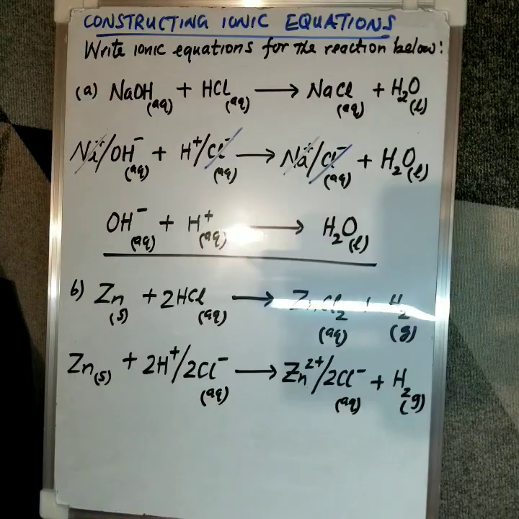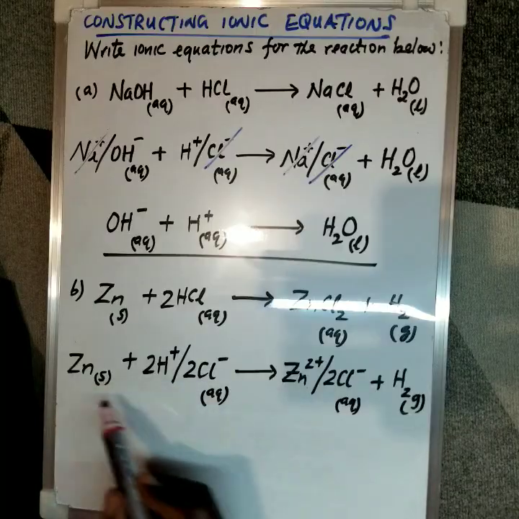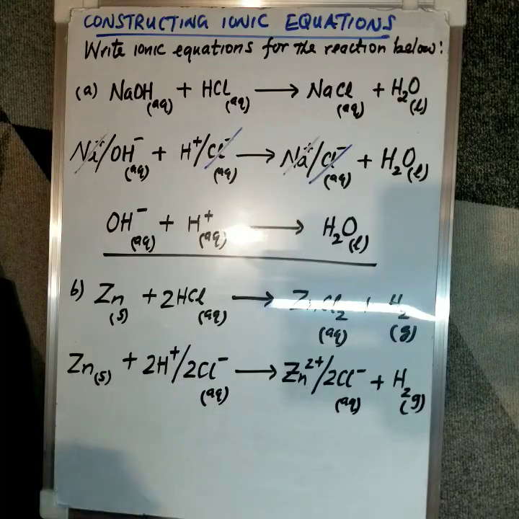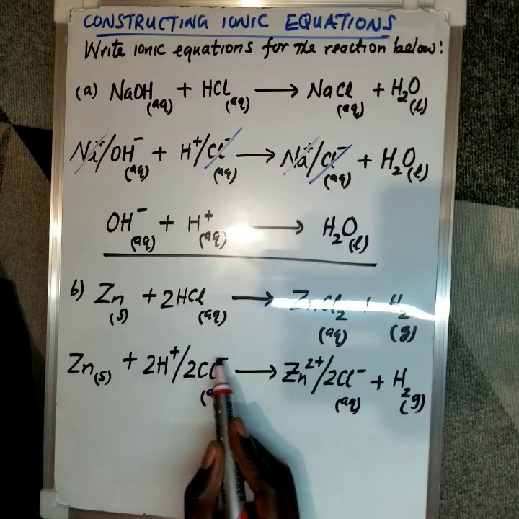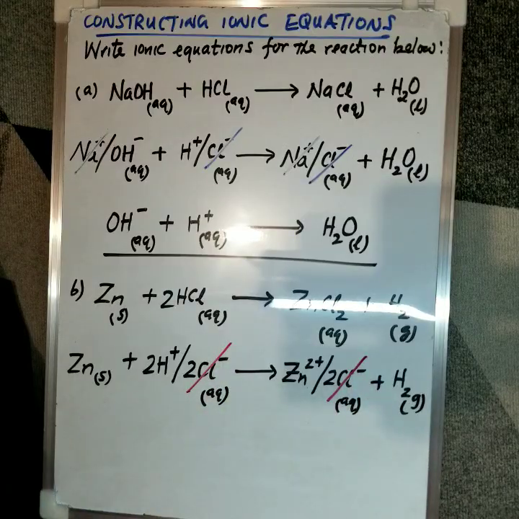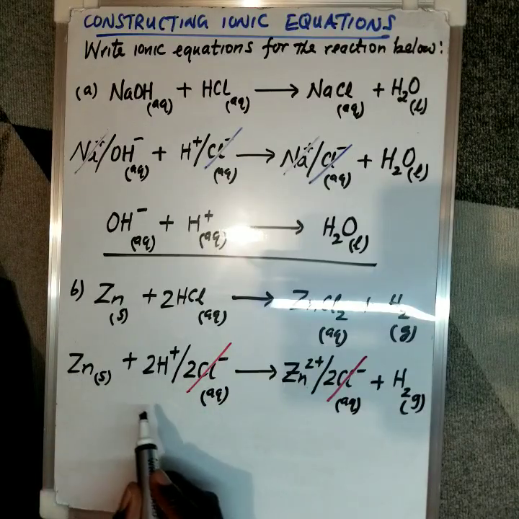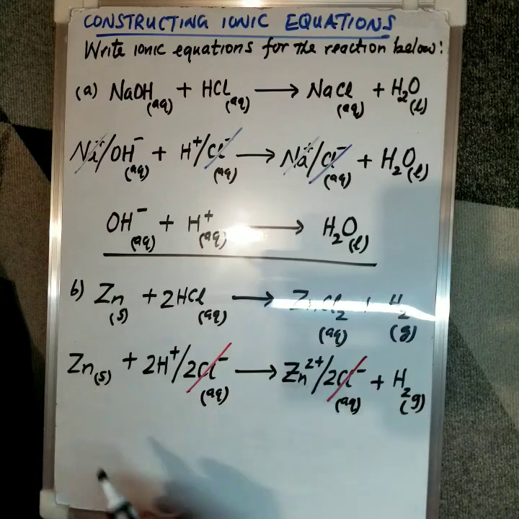The next thing, you cancel out what we call spectator ions. They will appear the same on the left and on the right hand side. So what are the spectator ions that you're able to see? I can see 2Cl minus, this will go, and 2Cl minus, it will go. Is there anything else that we have? The answer is no. And therefore, what we are going to do is rewrite without the spectator ions to get the ionic equation.